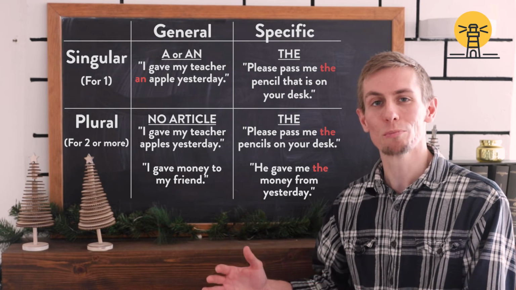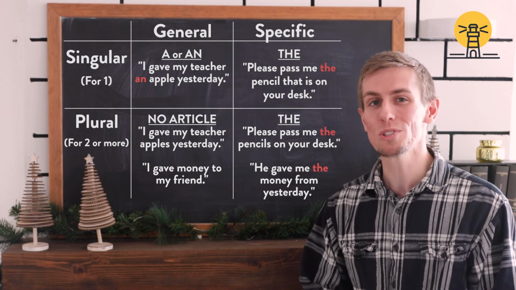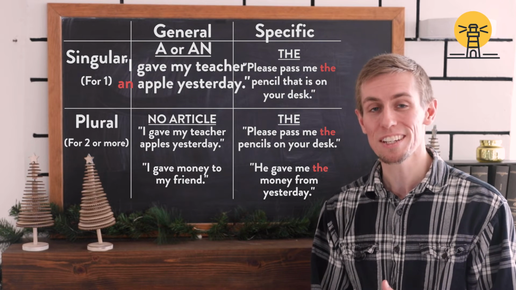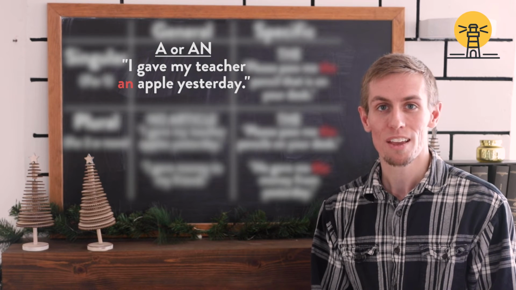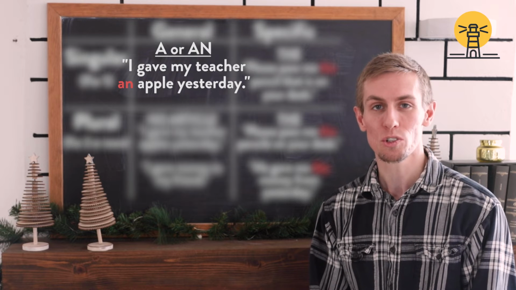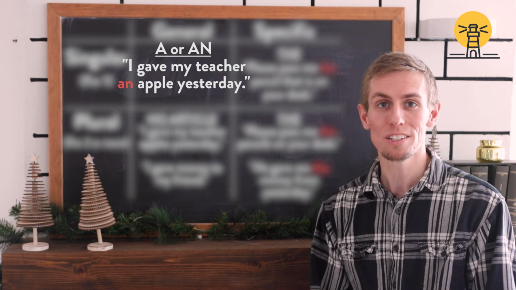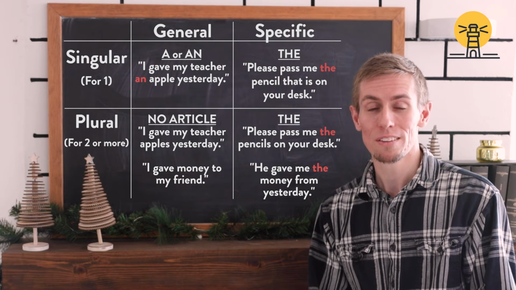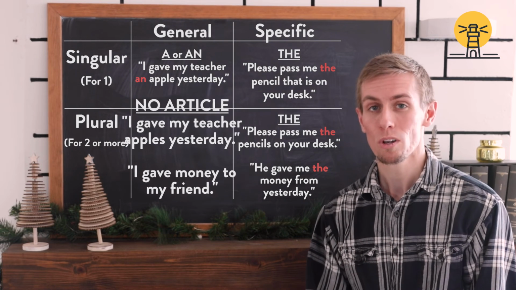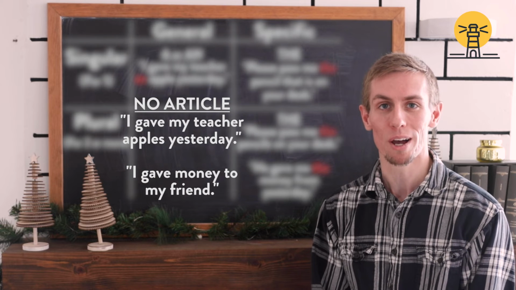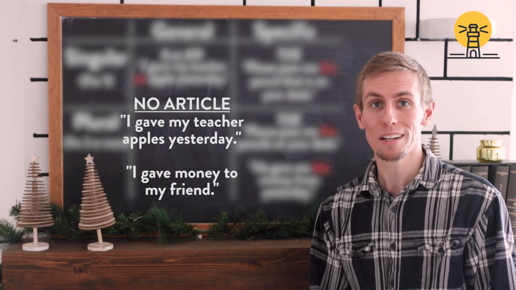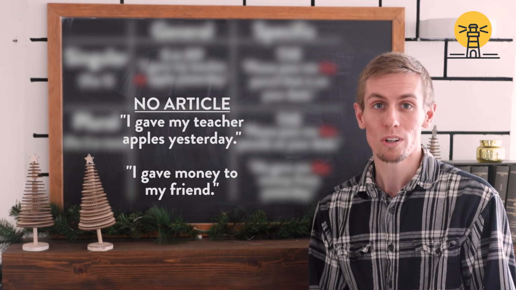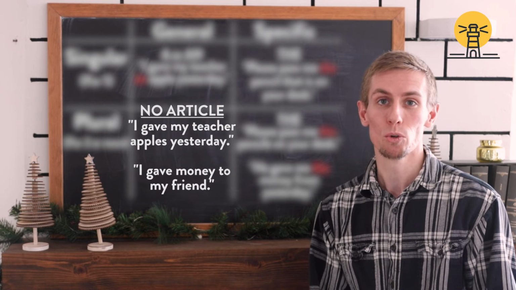Let's talk about this chart because it summarizes the way we use articles in English. First, if you have a noun that's singular and general, we use a or an to describe it. I gave my teacher an apple yesterday. Now, if we have a noun that is general but plural, we don't use an article to talk about it. For example, I gave my teacher apples yesterday. Or I gave money to my friend.